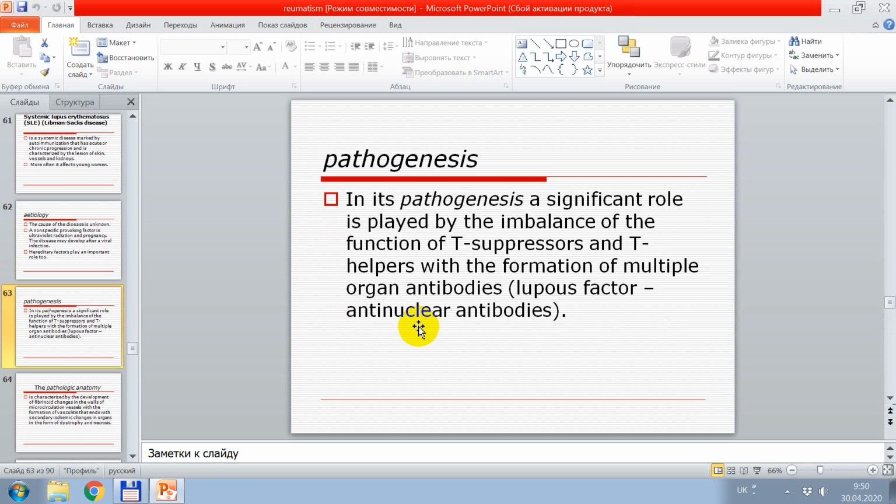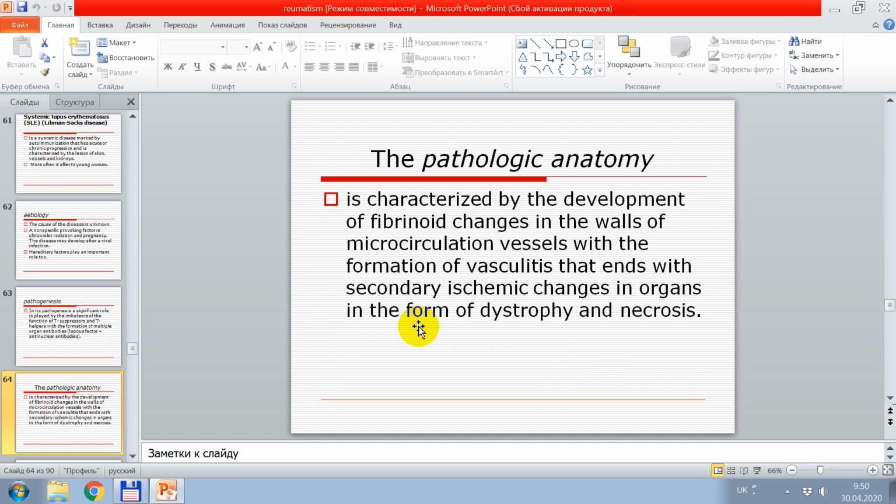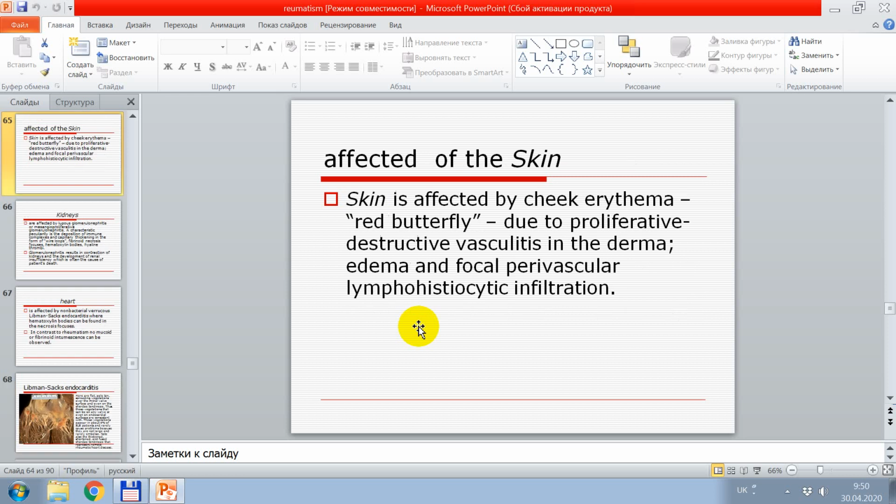Pathogenesis. In its pathogenesis, a significant role is played by the imbalance of the function of T suppressors and T helpers with the formation of multiple organ antibodies, lupus factor, and anti-nuclear antibodies. The pathological anatomy is characterized by the development of fibrinoid change in the walls of microcirculation vessels with the formation of vasculitis that ends with secondary ischemic change in organs in the form of dystrophy and necrosis.